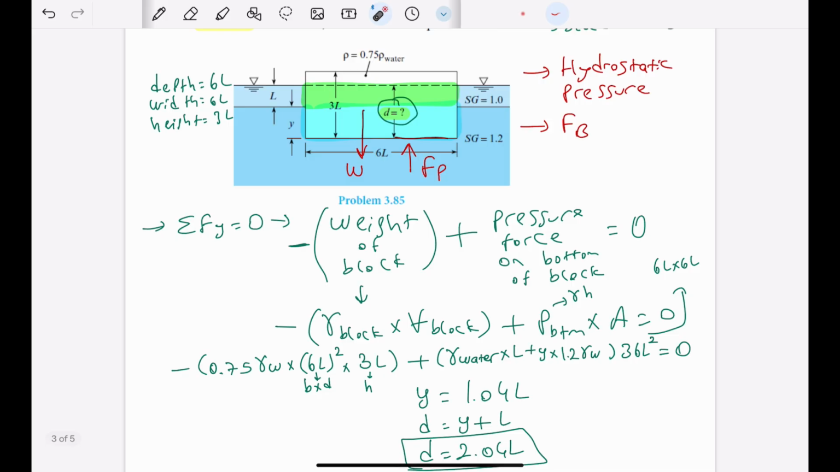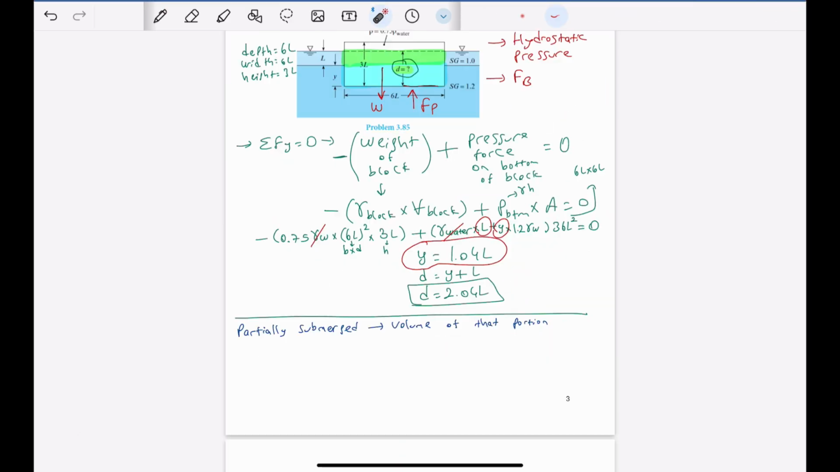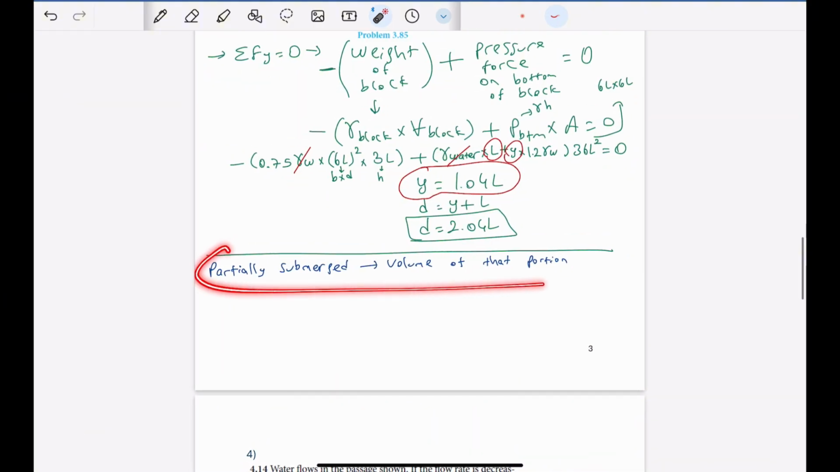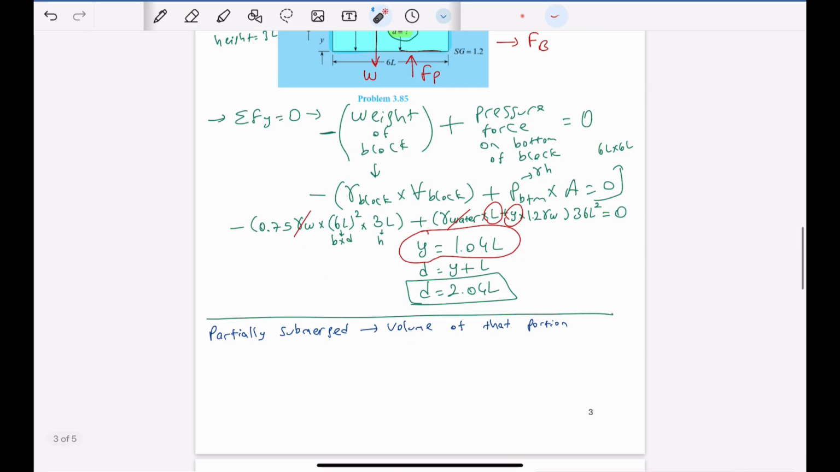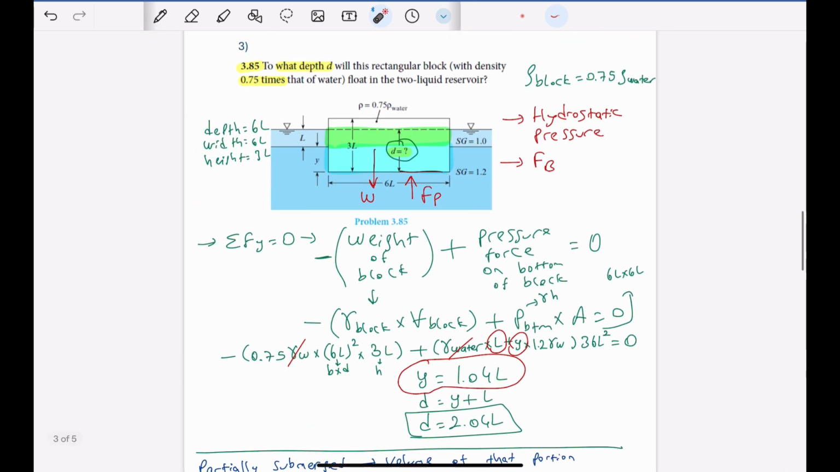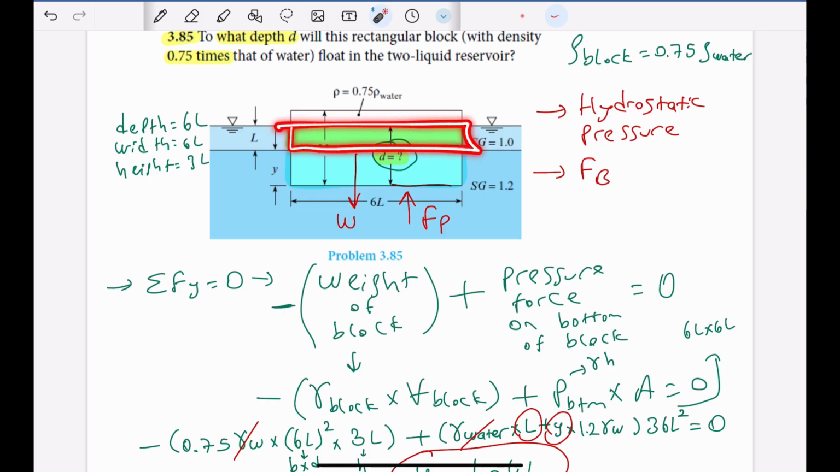And we used hydrostatic pressure on the bottom of the block. So for the second solution, which uses buoyancy force, we need to pay attention to this info. If we have a partially submerged block or any shape, we need to use the volume of that portion. So what does it mean? Here, as you can see, we have two different blocks and two different fluids. So we are going to need to use a portion of this fluid, and then we are going to use this submerged portion of that fluid.